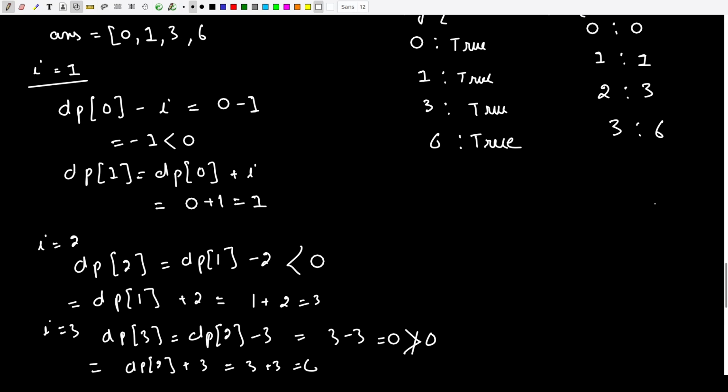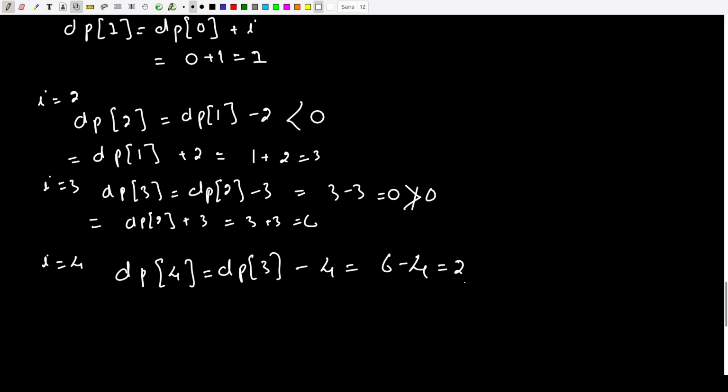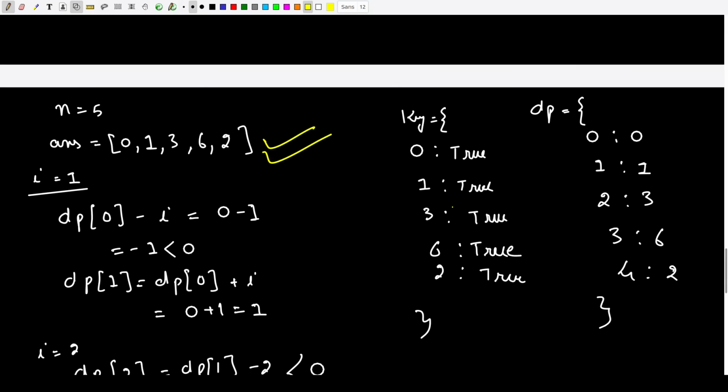Now let's move forward. We are at the last element, which is i equal to 4. dp of 4 is equal to dp of 3 minus 4. So dp of 3 is 6, and 6 minus 4 is equal to 2, and 2 is greater than 0, and it does not exist in the key. If you see the key, it does not exist there, so that is why we are going to have 2 here, and the fifth element is 2, and towards the end, this is what we are going to return. So that's about the explanation, folks.